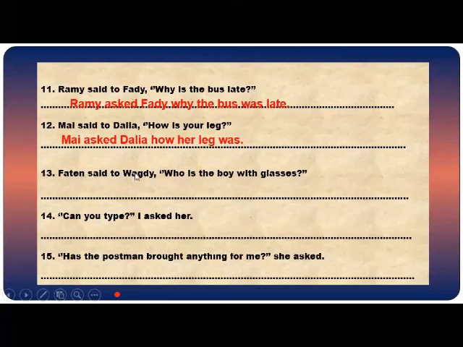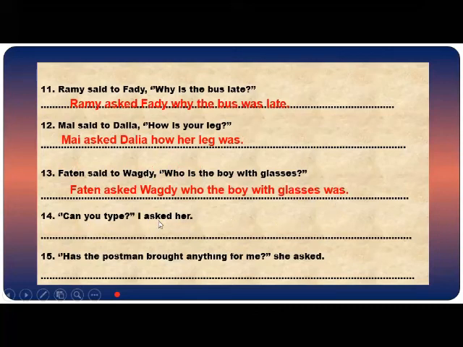Fatin said to Wagdi, who is the boy with glasses? Fatin asked Wagdi who the boy with glasses is: is will be was. So Fatin asked Wagdi who the boy with glasses was. All this is the subject. After that the verb. The present will be past.